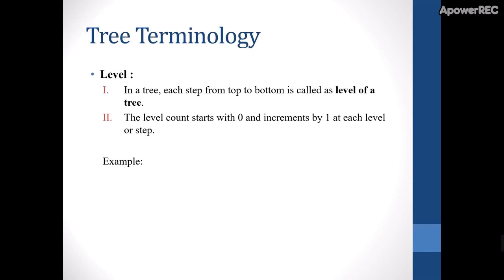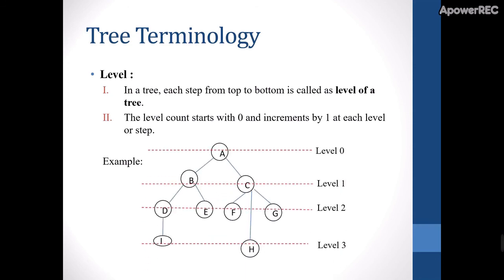Next we'll see what a level is. In every tree, each step from top to bottom, meaning from the root till the leaf node or terminal node, is known as a level of the tree. The level count starts from 0 and is incremented by 1. So the root node will be your level 0.